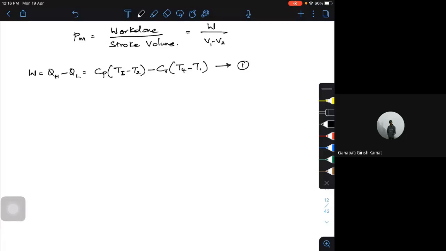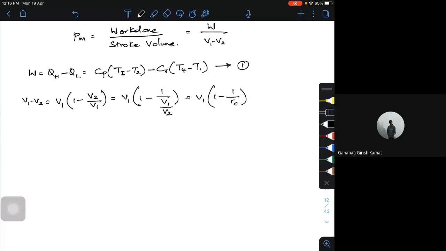Now let us try to simplify and obtain the expression for stroke volume, V1 minus V2. I can write V1 minus V2 as V1 into (1 minus V2 by V1), or V1 into (1 minus 1 by V1 by V2), which is V1 into (1 minus 1 by the compression ratio). Let me call this expression number 2.